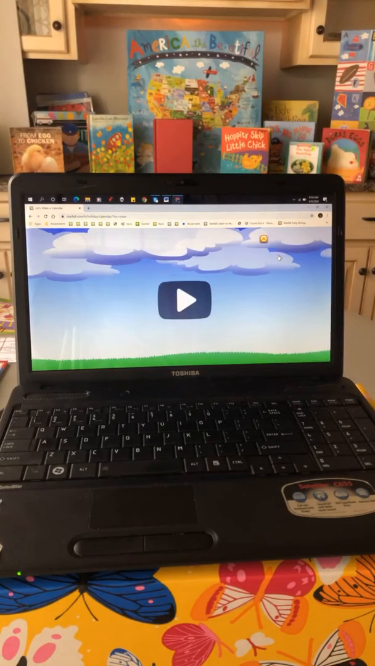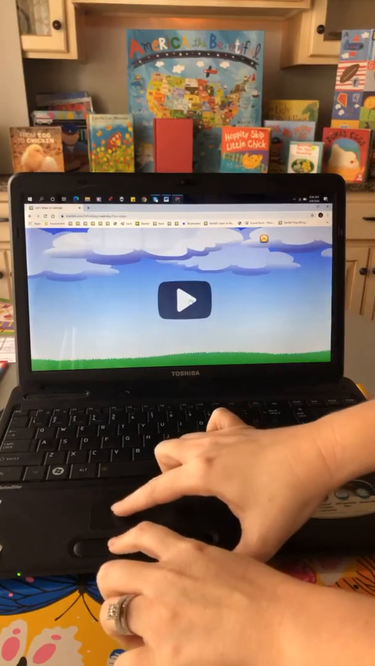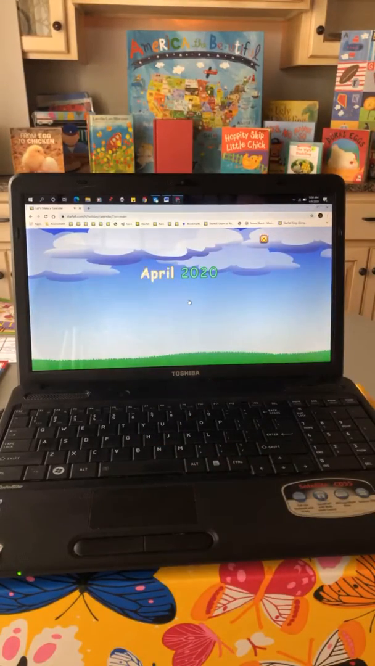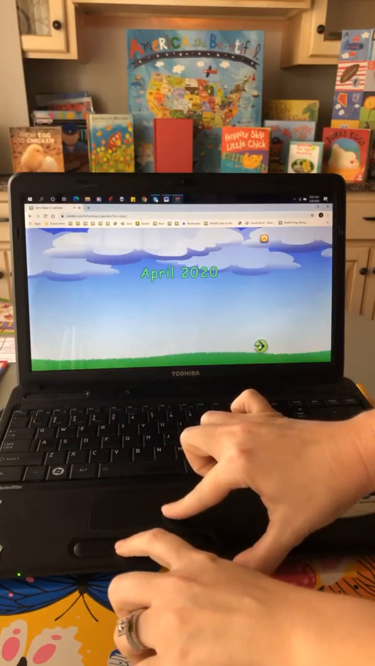Let's go ahead and say the months. January, February, March, and April, May, June, July, and August, September, October, November, December. These are the months of the year. And think about what month this is. It is... Yippee! It's April 2020. Let's make a calendar. April, and the year is 2020.